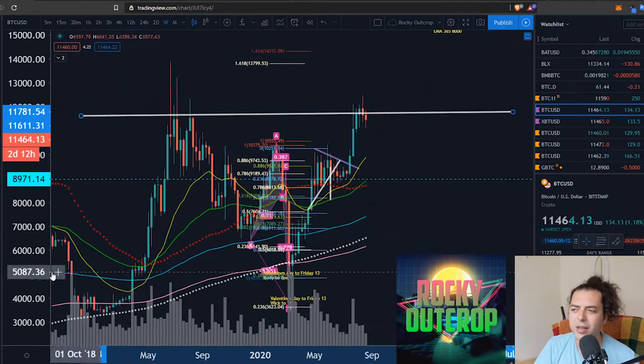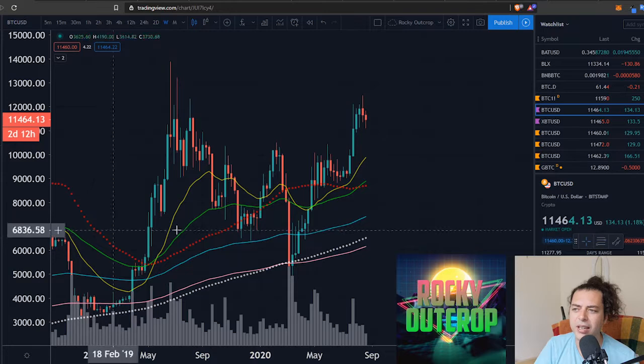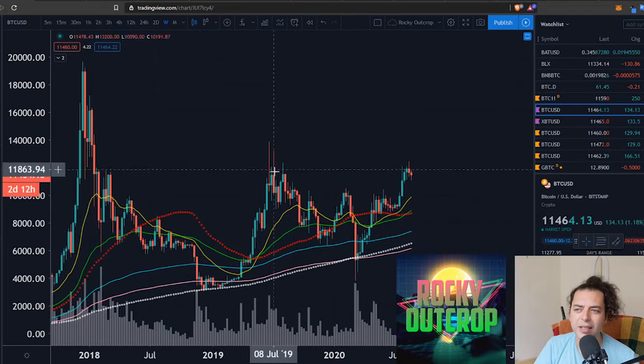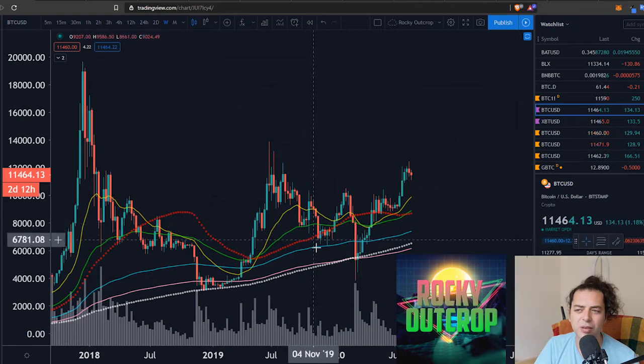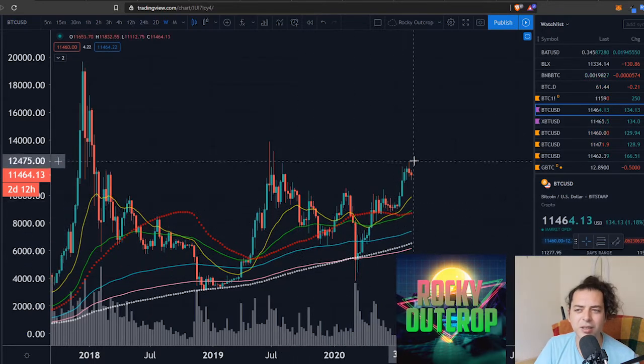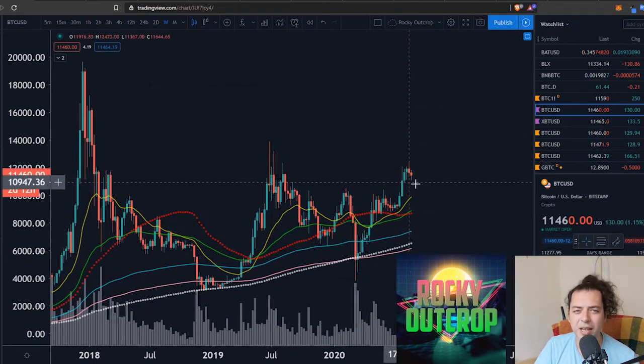If there was to be any sort of inverted head and shoulders, by the way, we just hide all the drawings again. It would need to be something like this, where this is your neckline here. This is a shoulder in around this area. This is a head. This is a shoulder. This is just coming back up towards the neckline and busting past that 11,800 area. Could see movements towards the top side.